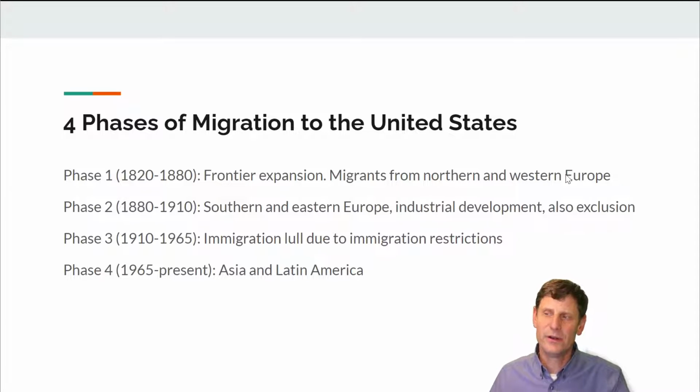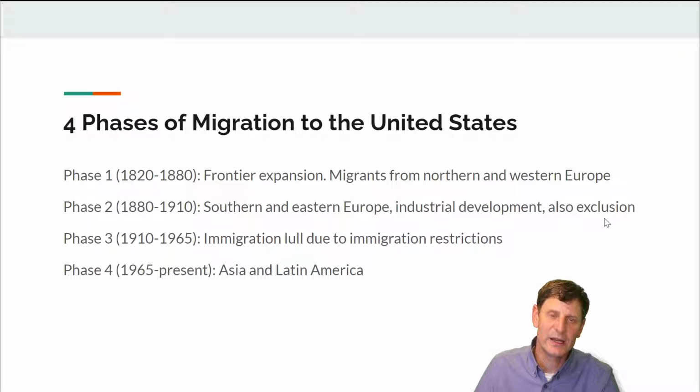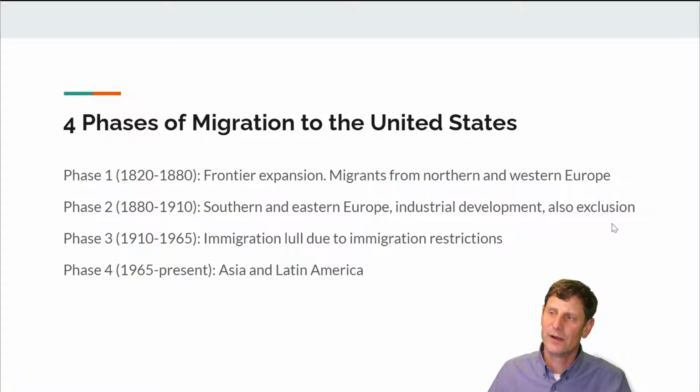It's important to note that during this time also there were some specific acts of exclusion in migration, and so our textbook mentions this, and it's well worth studying if you haven't already. And so, for example, during this era, during this phase of migration, the United States Congress passed the Chinese Exclusion Act, which was designed to prevent more migration from China.